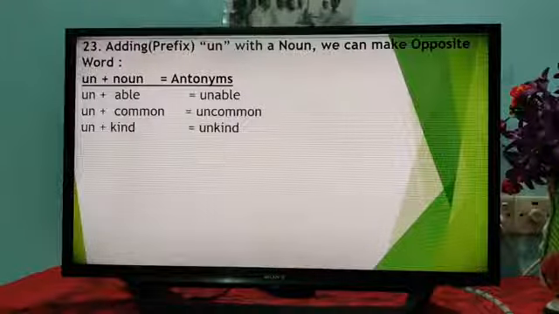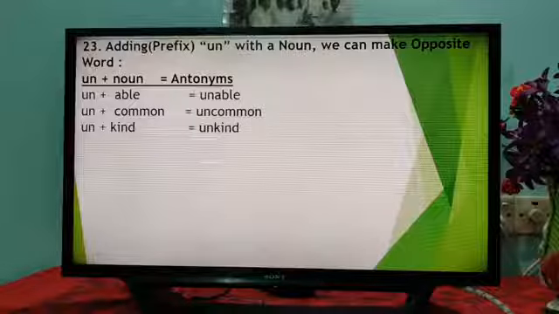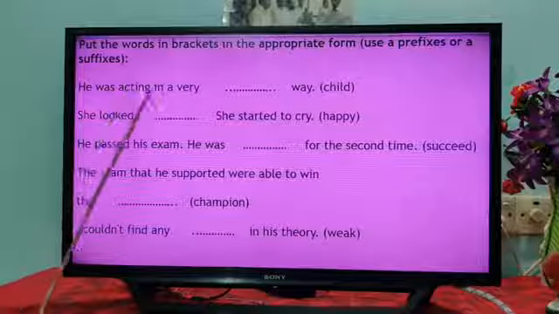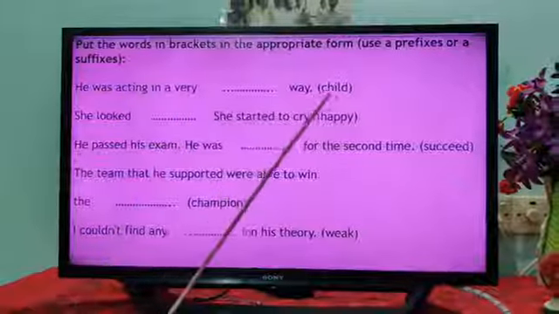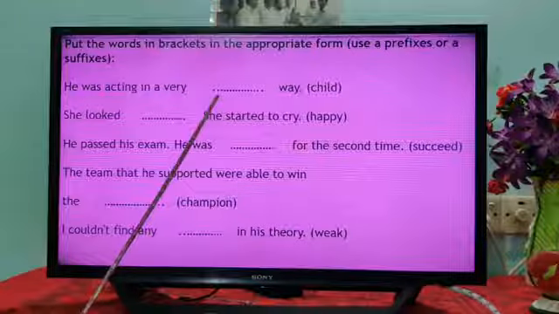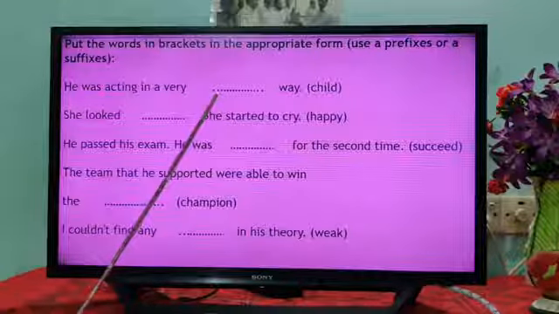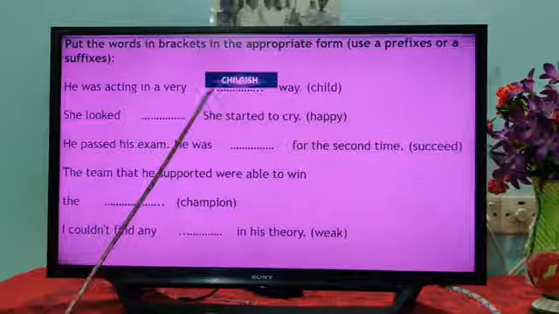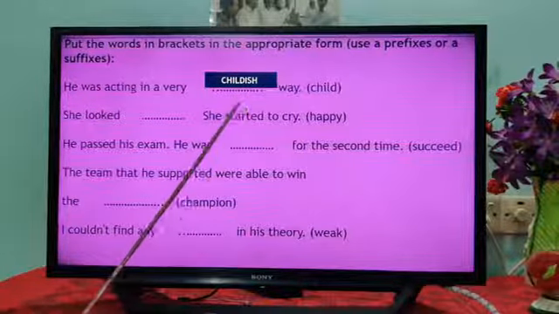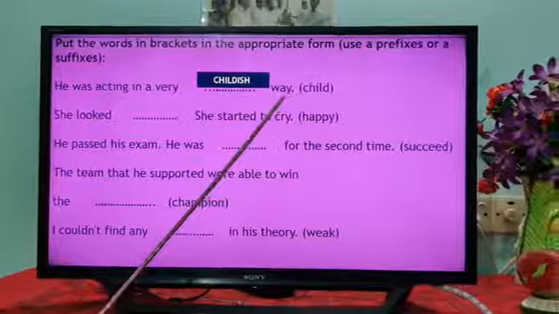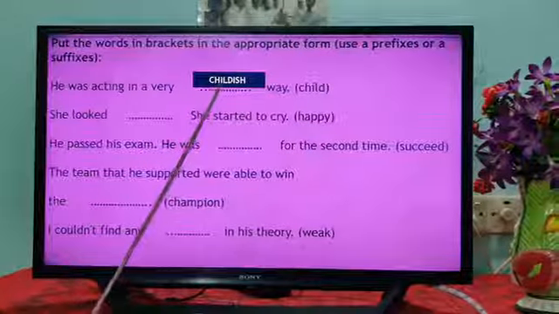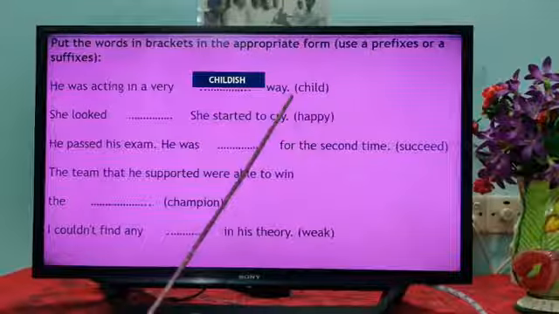Have you finished writing? Let's practice. He was acting in a very dash way. Child, here child. Can you guess what goes here? Childish. The suffix ish is added to child because way is a noun. Before a noun we can put an adjective, and childish is an adjective, way is a noun.